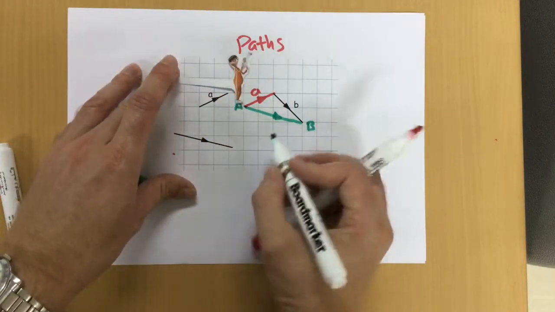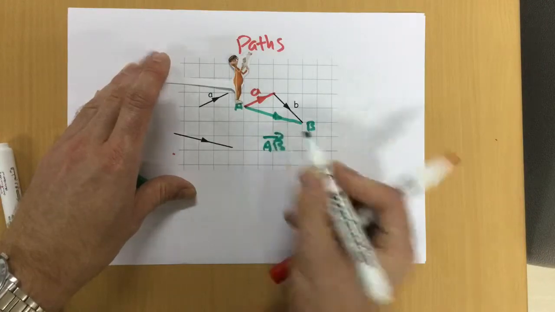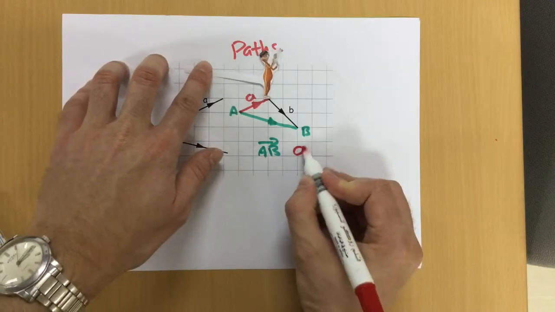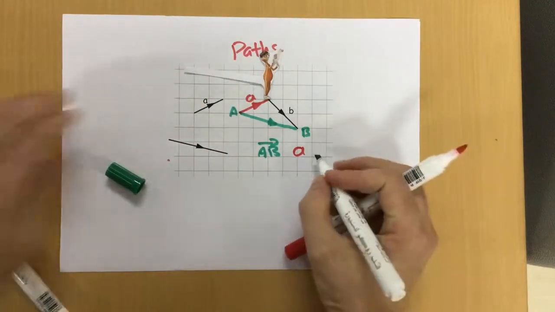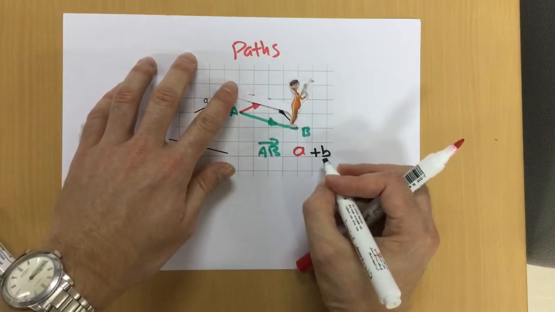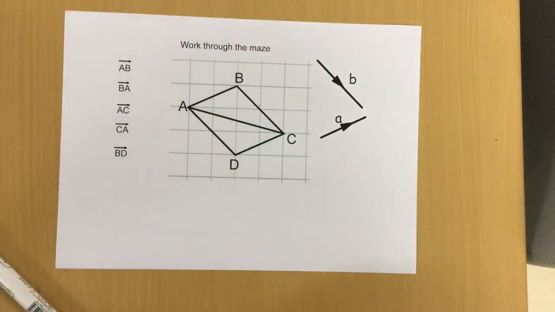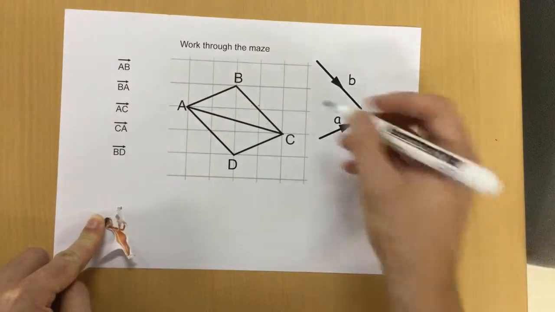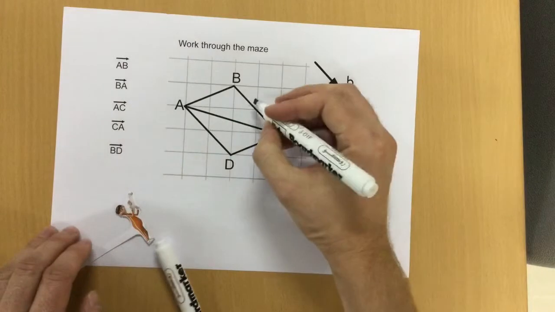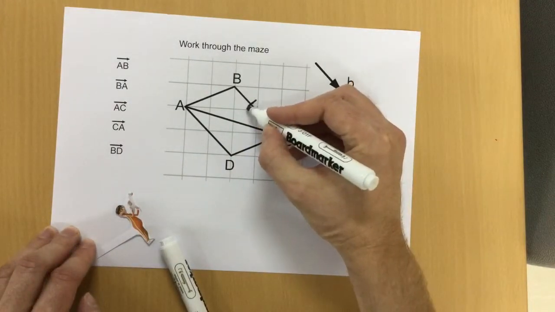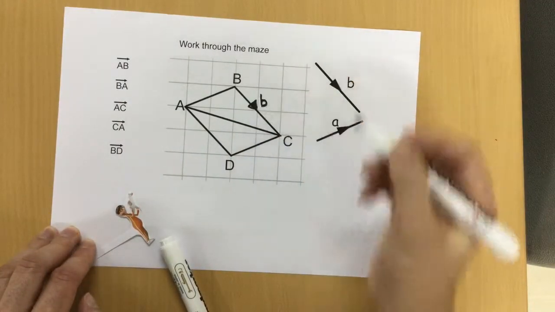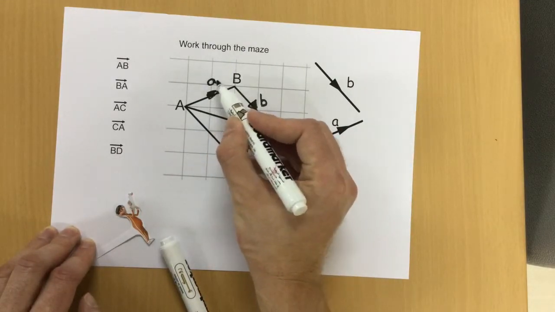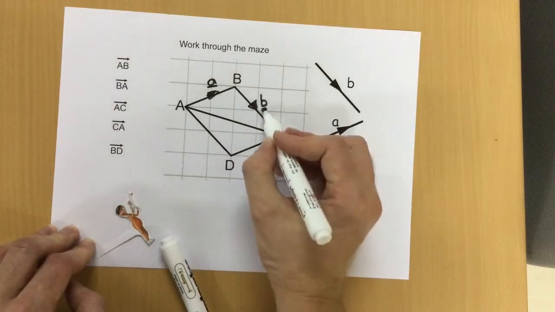So you can describe this A to B vector as the A plus the B. Let's look at some bigger pathways. Now, we're told here we've got vector B, which is actually this one here. That's a B. And this one here is called an A. Let's just do it like this.